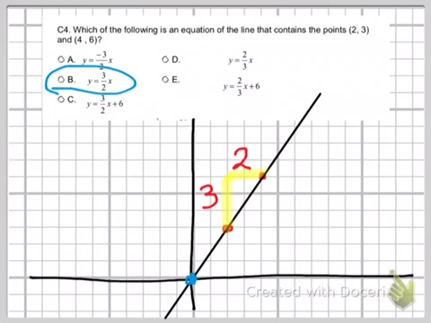Number 4, which of the following is an equation of a line that contains points (2, 3) and (4, 6)? So the first thing I did was I graphed the points (2, 3) and (4, 6), and those are shown with the red dots. And I drew a line that went through both of those points. I used the highlighter to find my rise and my run, and I found my rise was 3, my run was 2, and I indicated the y-intercept with the blue dot, which was 0. So that made my answer choice B, y equals 3 over 2 x.